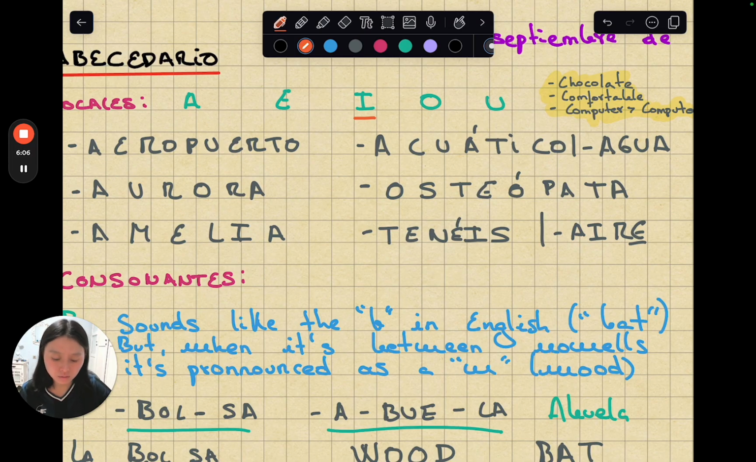I, A, U, O, E. That's right. Okay? If you want, you can pause the video and rewatch the last minute to really memorize these 5 vowels, the sounds of these 5 vowels.